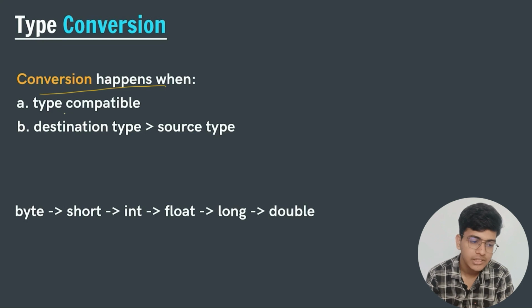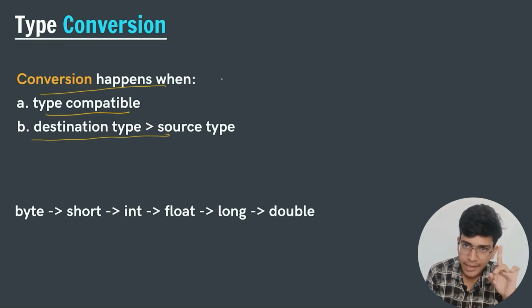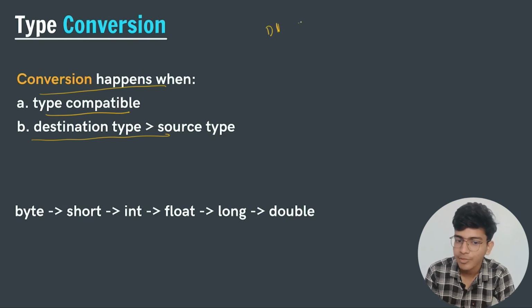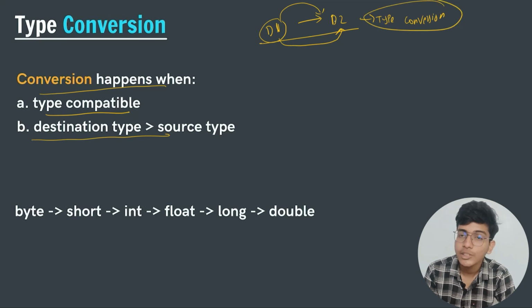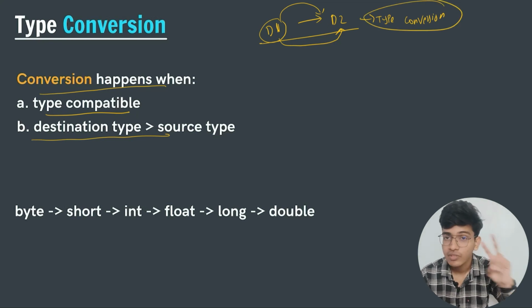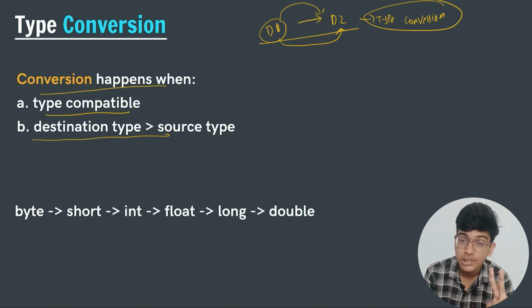Type conversion happens when the types are compatible and the destination is greater than the source. First, let us understand the meaning of type conversion. Let us consider that we have two different data types, D1 and D2. If I want to convert D1 into the D2 data type, then this phenomenon is known as type conversion. Now, how does this process take place? If two conditions are satisfied, then and only then type conversion will be possible.